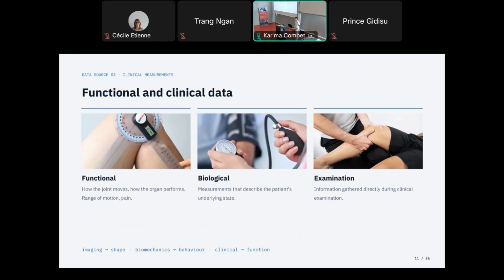And the third data stream is clinical measurement. This is what grounds the twin in the reality of the patient or the person, not just anatomy. It covers functional data, how the joint actually moves and how the organ actually performs. It also covers biological data and information gathered during clinical examination, like range of motion, pain, and so on. This measurement enriches the model with information that imaging or biomechanics cannot.